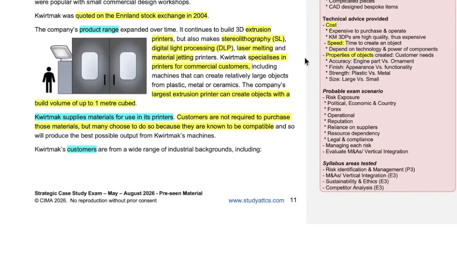So based on all this information, the probable exam scenarios which can be tested are in terms of risk exposure, because we are a global player. We are not just selling globally, we are manufacturing globally as well. So therefore, we are exposed to political, economic, and country risks. And also, since we are exposed to these risks, we are also exposed to foreign exchange risk. And also, if we end up suggesting the wrong printer, or if the printers which we supplied are defective, then it exposes us to operational risks, and these operational risks in turn will expose us to reputation risks.